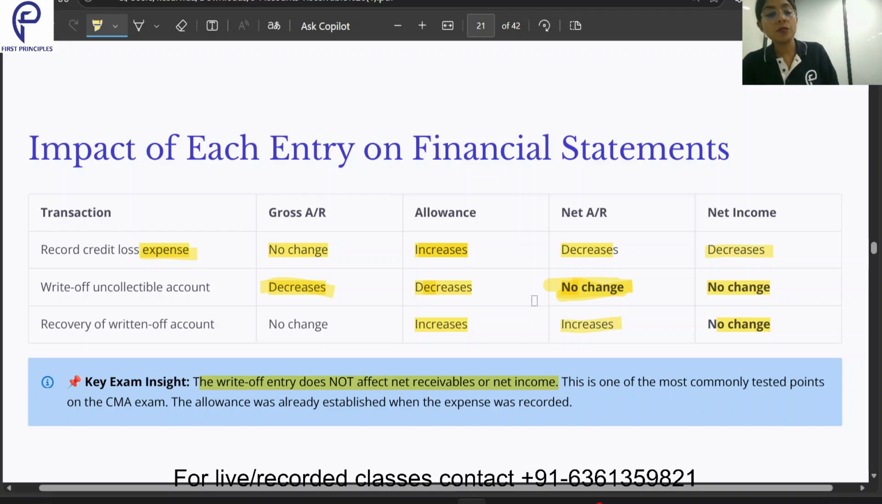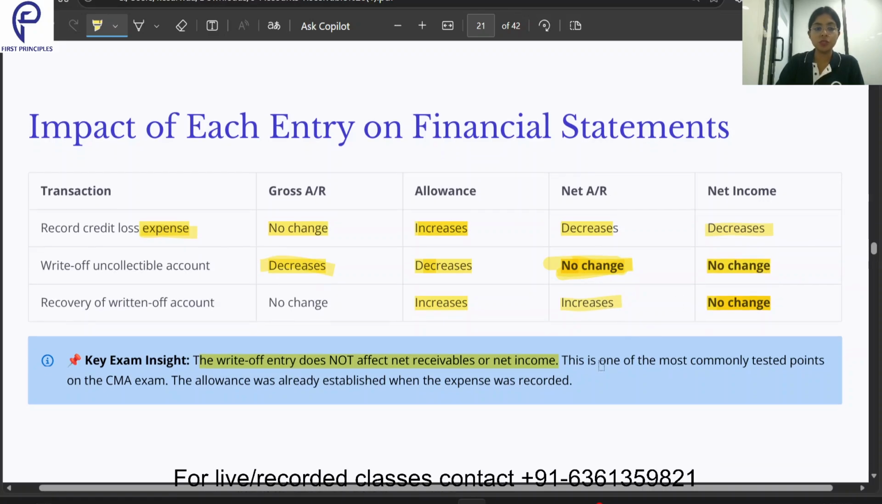Then the recovery of a written off account. In case a written off account is recovered, in case of gross accounts receivable there is no change, but my allowance account is going to be increased. So because of that, my net accounts receivable is going to be increased, and there is going to be no change on my net income. Now, one key important exam insight we should remember: the write-off entry does not affect my net accounts receivable or my net income. So this thing you should always remember.